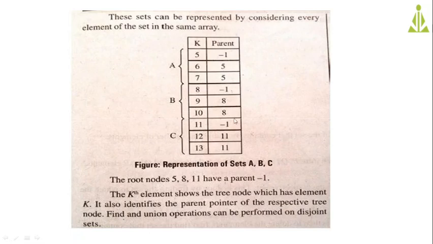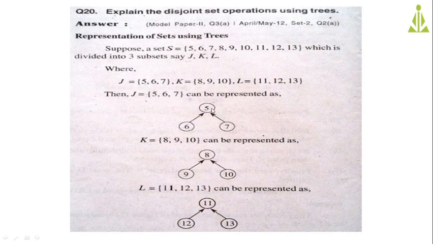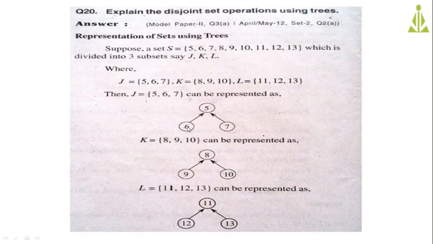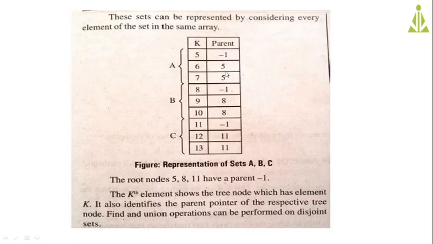So here we need to represent the parent. For 5 we don't have any parent, so 5 itself is a root node. The root node will be represented as -1. And 6: who is the parent of 6? It is 5, so we write 5. Here the next is 7. 7 is a leaf node, and its parent is 5.